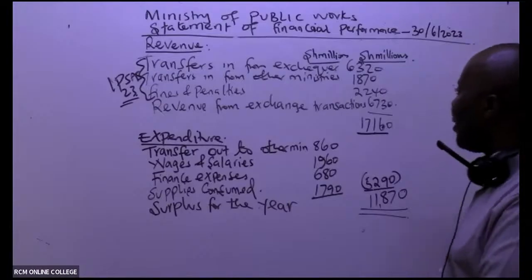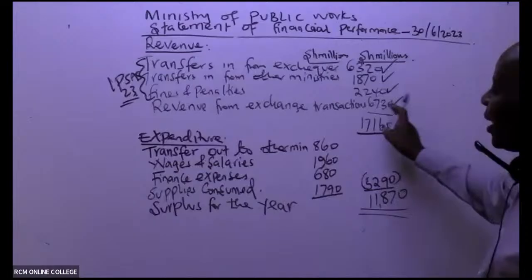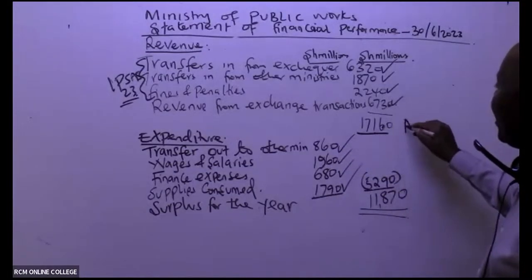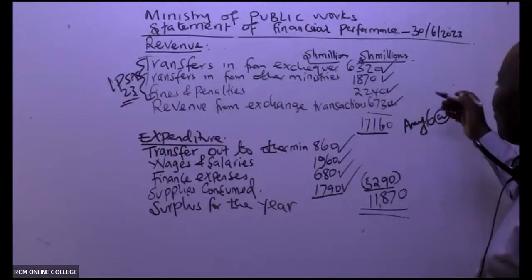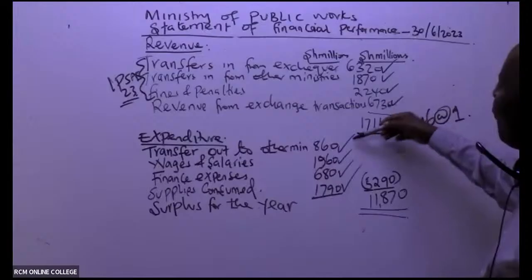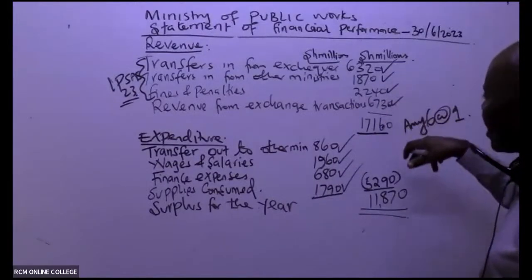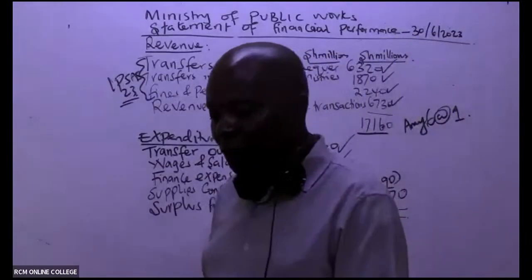So then how do they mark? Remember, these are 6 marks. We rarely mark these totals, rarely. So any 6 at 1. So 1, 2, 3, 4, 5, 6. Even if some of them are wrong, just any 6 at 1, you have your 6 marks.